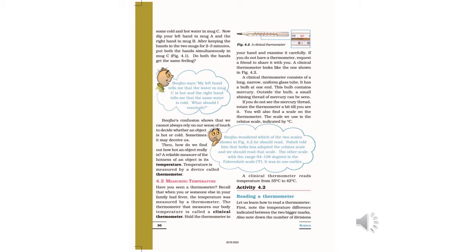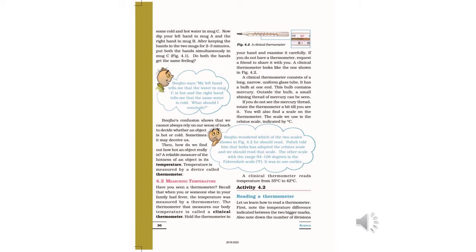A clinical thermometer consists of a long, narrow, uniform glass tube. Look at the screen. You can see a long, narrow, uniform glass tube. It has a bulb at its end. At its pointed end, you can see there is a bulb. This bulb contains mercury, so it is a silver shining color. Outside the bulb, a small shining thread of mercury can be seen. If you observe very closely, you can see a small thread of mercury passing through that capillary tube.